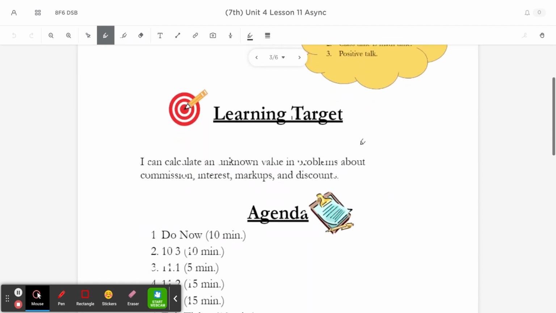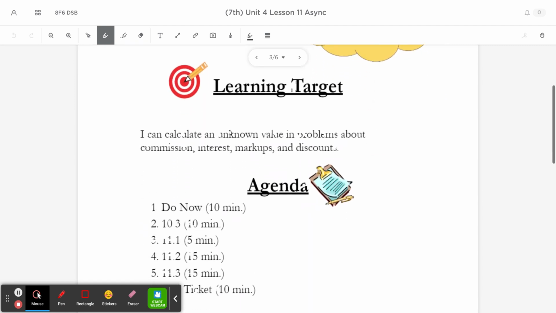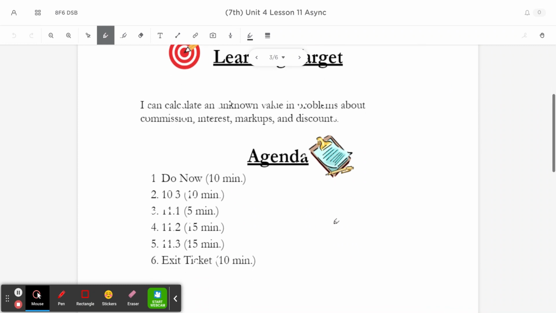Today, we're going to continue working on percent increase and decrease. Our learning target is I can calculate an unknown value in problems about commission, interest, markups, and discounts. We did a little bit of work today to finish yesterday's lesson, which was 10.3.